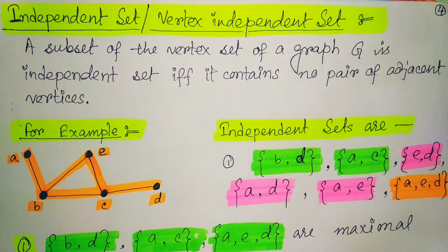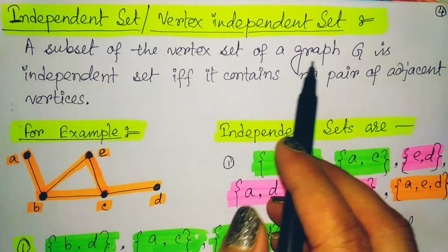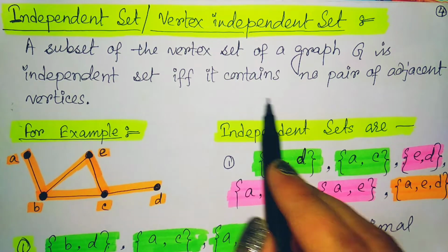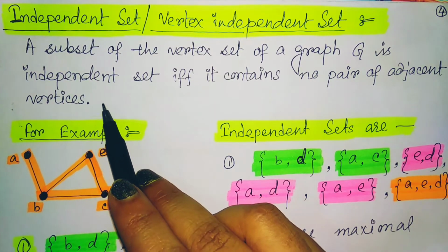In this video lecture, we come to know about independent set or vertex independent set. This one is again the part of subgraph. So now a subset of a vertex set of a graph G is independent set if and only if it contains no pair of adjacent vertices. So what does it mean?